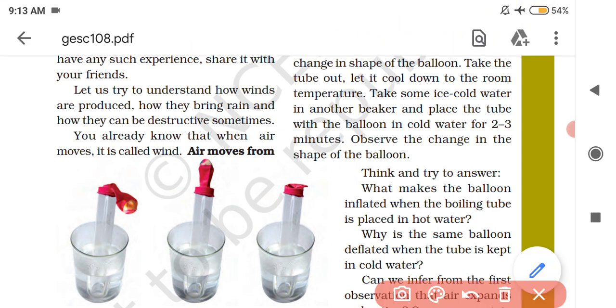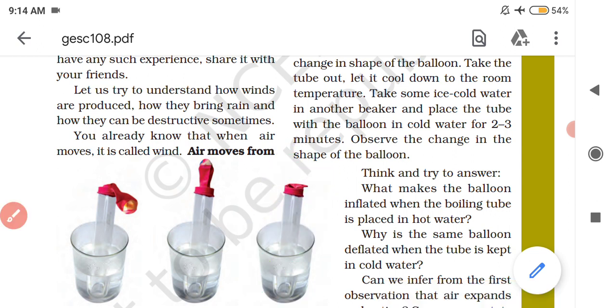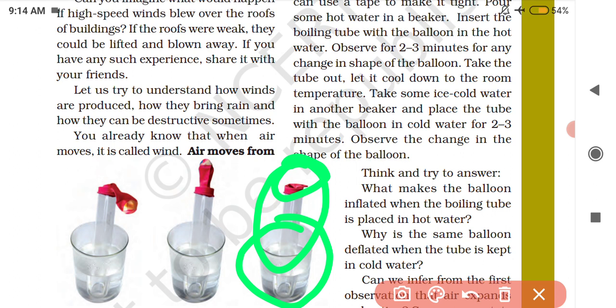You have to take ice cold water here. In another beaker you have to take ice cold water and insert this boiling tube in that ice cold water. So this means we are cooling the tube, right? We are cooling the boiling tube. Then what will happen? The balloon will get deflated like this. So why does it happen?